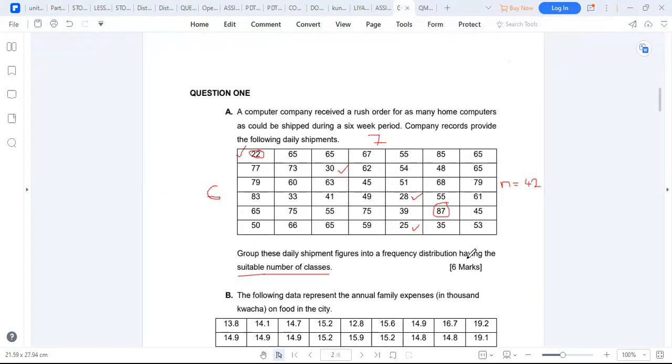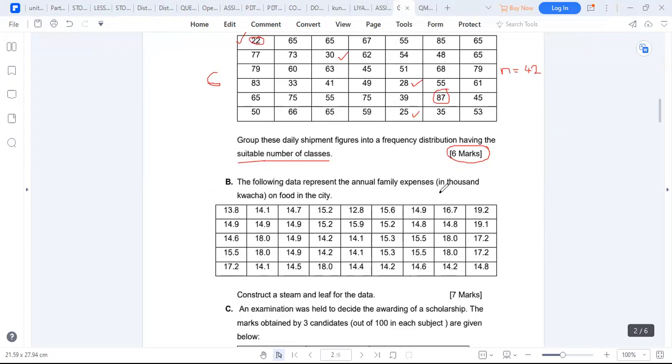So basically, this is where the 6 marks were supposed to be gotten, by just identifying the suitable number of classes. That's where the test was. All right, then we go to the second question. In this question, we're being asked to construct a stem and leaf diagram.